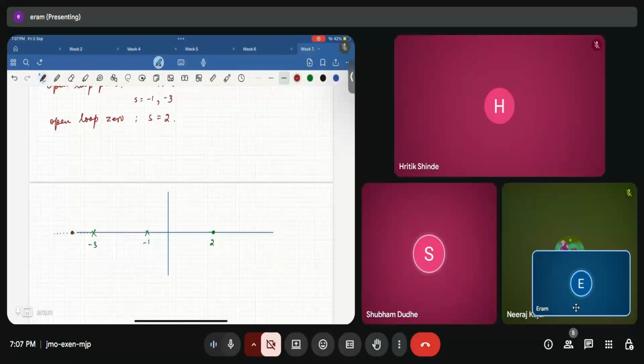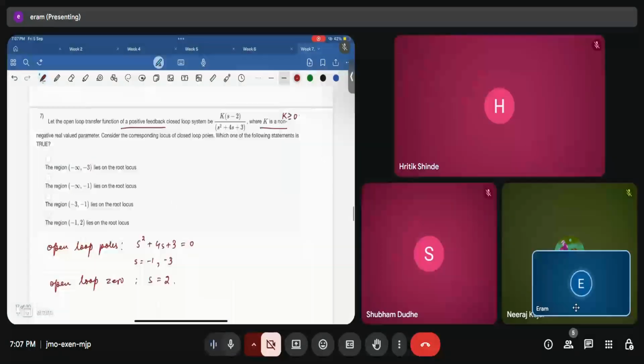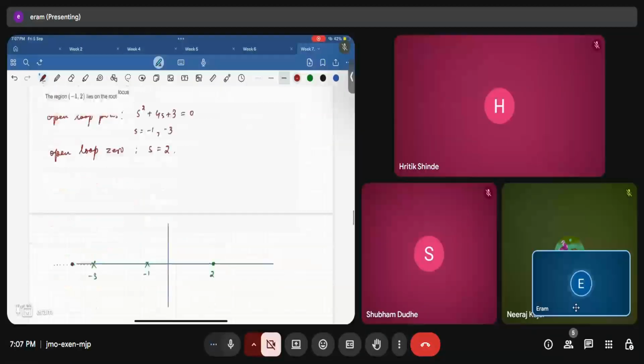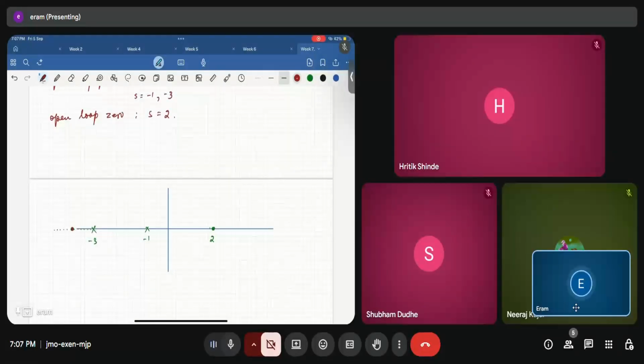Okay, but what do we have to check? It should have an even number of poles and zeros, because we have positive feedback with k positive, that is the complementary root locus. So will this part lie on the root locus or not? This real part? No, because we have an odd number of open loop poles and zeros. So this is not going to lie on the root locus.